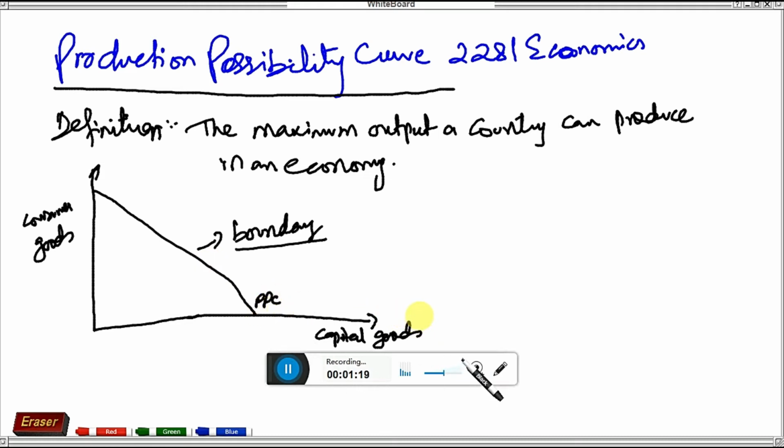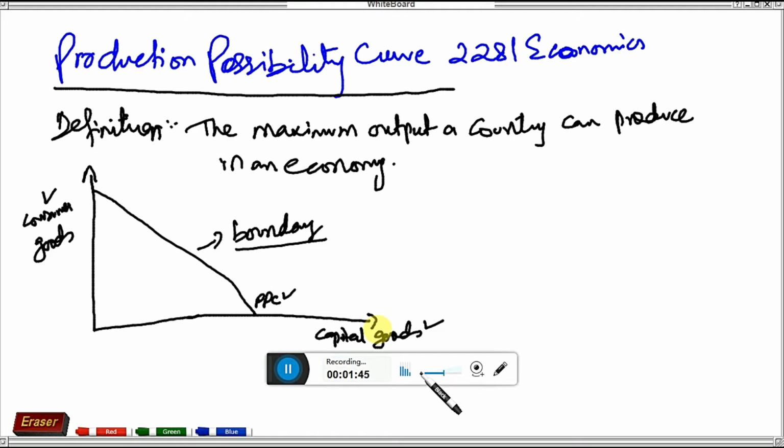Three things need to be made sure before you label the diagram. This word should be here, this word should be here, this PPC should be here, and you should put the arrows. These arrows show the examiner, the person reading the graph, that this graph continues further, but we have drawn it only till here. On the y-axis it is consumer goods, and on the x-axis it is capital goods.